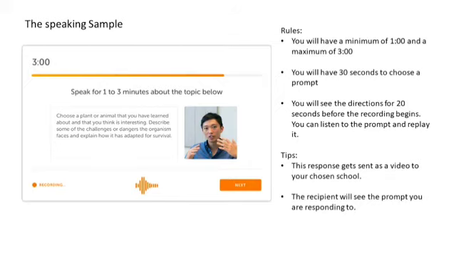One thing that's important to remember about this question is the response is sent to your school as a video. So you want to make sure you're looking at the camera, make sure that you are making eye contact as much as you can, and just focus on this prompt as if you're just talking to a friend, and let them get to know you a little bit.